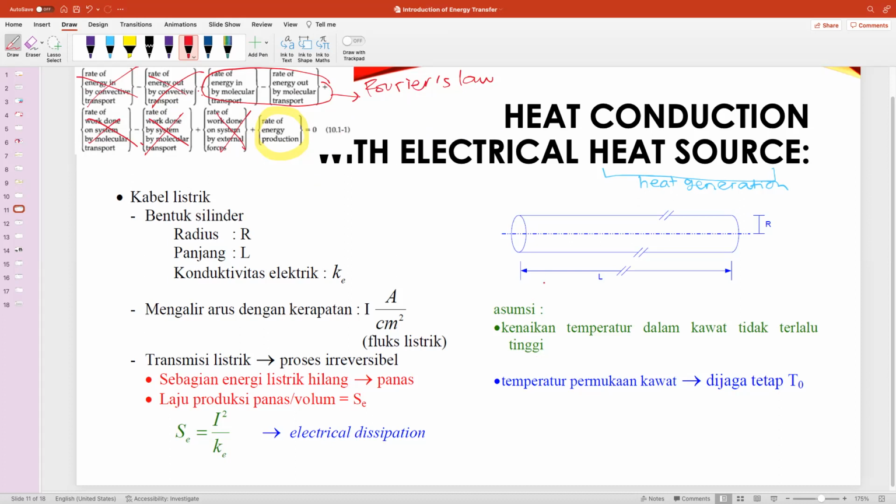So now for the assumptions. The first assumption is that the temperature increase inside the wire is not too high, and the second is that the temperature on the surface of the wire is assumed to be constant at T0. This is actually going to be one hint of the boundary condition later on.